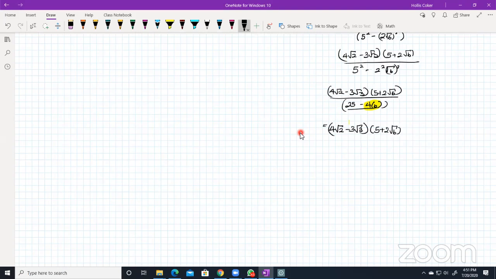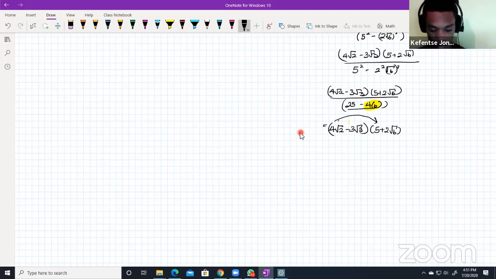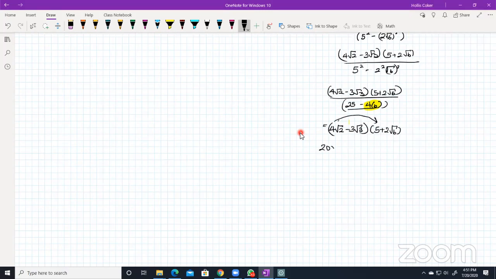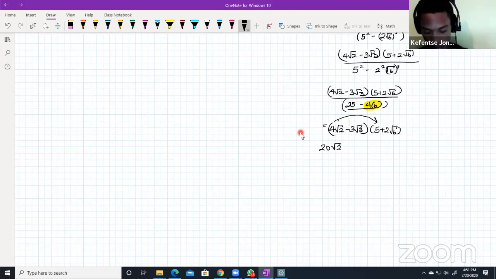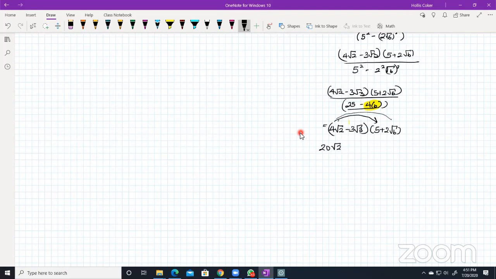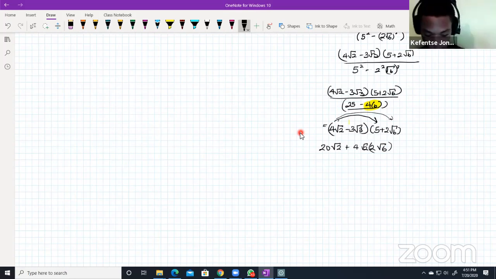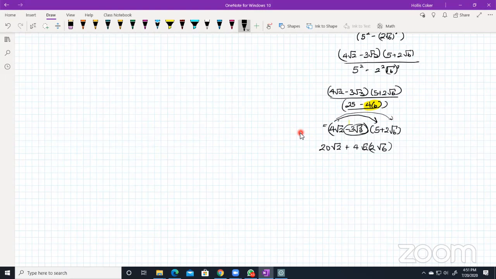And of course now, you just multiply, right? Yes, sir. That by that. So 5 fours are 20, so you get 20 root 2. And then 4 root 2 by plus 2 root 6, that's 4 by root 2 by 2 by root 6. Will you agree? Yes, sir. And then taking this one, minus 3 root 3 by 5: 5 threes are 15, so you're minusing 15 root 3.